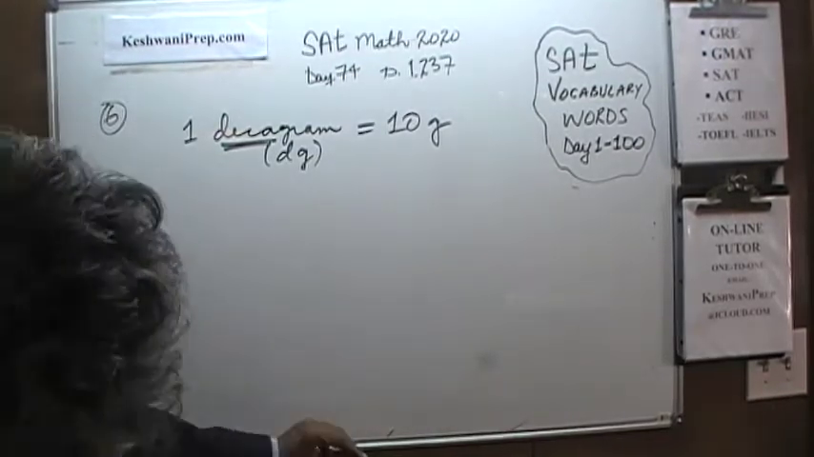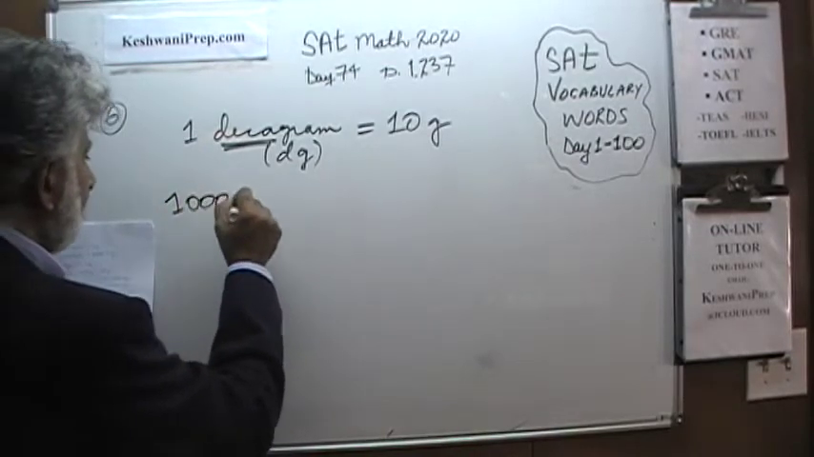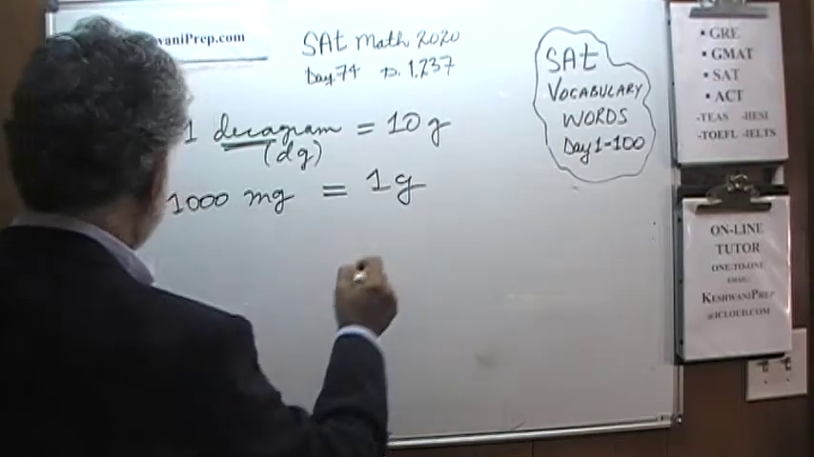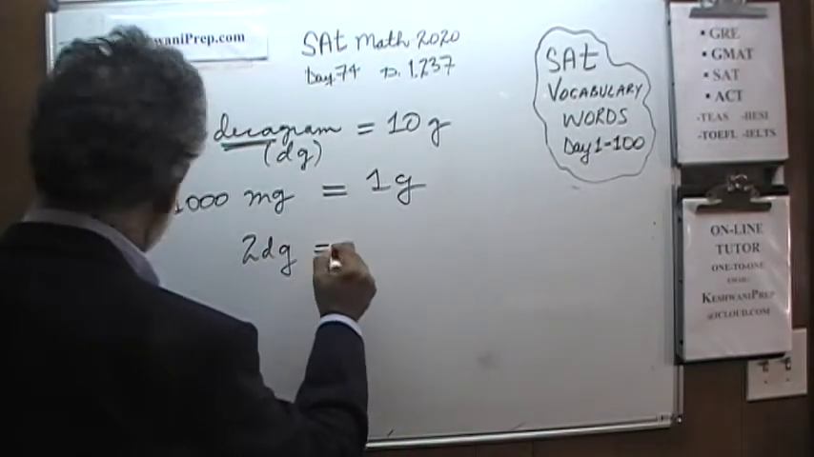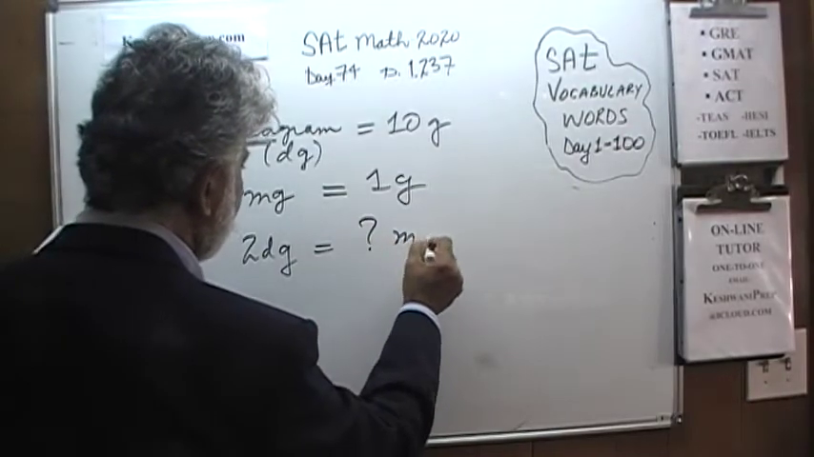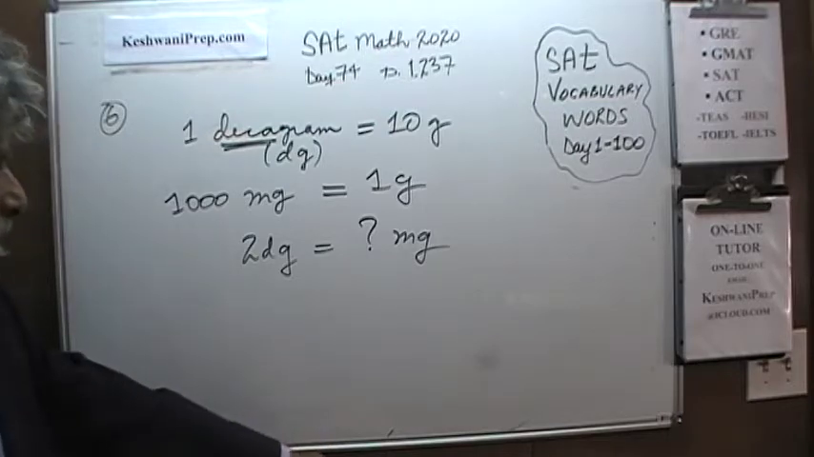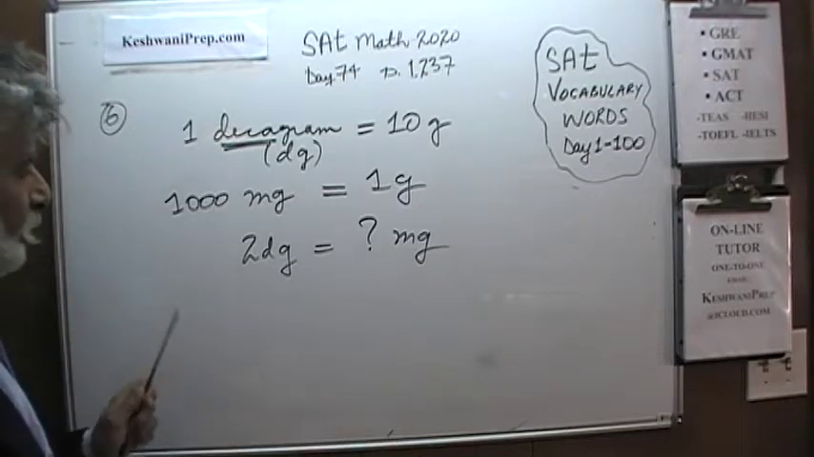We are also told that 1000 milligram happens to be 1 gram. The question is, if we had 2 decagram, how many milligram do we have? Keep in mind that 1 gram we know is made up of 1000 milligram. So let's begin our story. We're looking for 2 decagram.